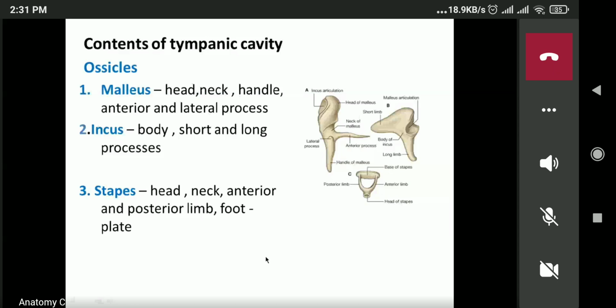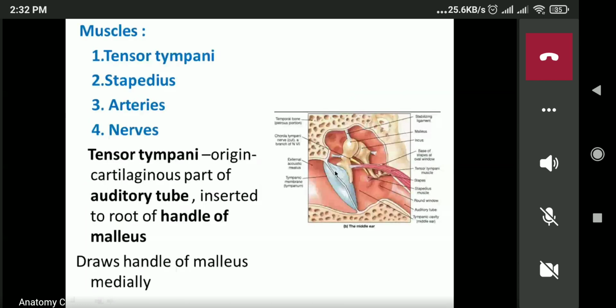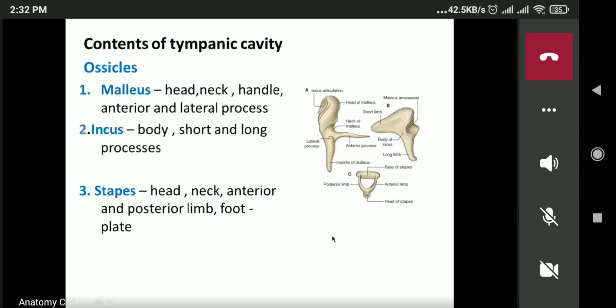Now coming to the contents: what does the middle ear cavity contain? It mainly contains the ossicles. There are 3 ear ossicles: the malleus, the incus, and the stapes. It also contains 2 muscles: the tensor tympani and the stapedius muscle. It also contains a number of arteries, I think there are 6 arteries, and it also contains nerves. These are the main contents of the middle ear cavity.